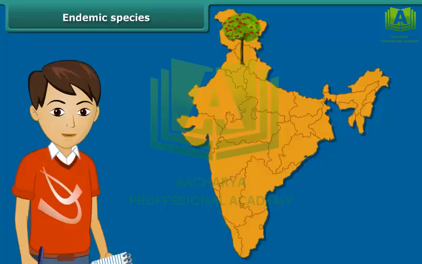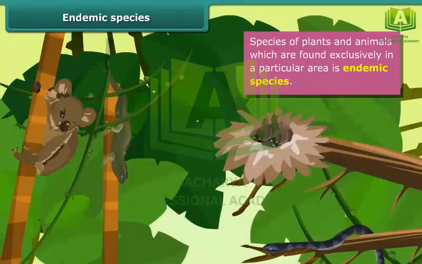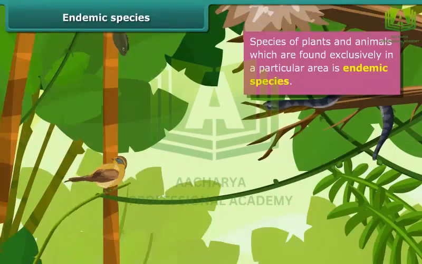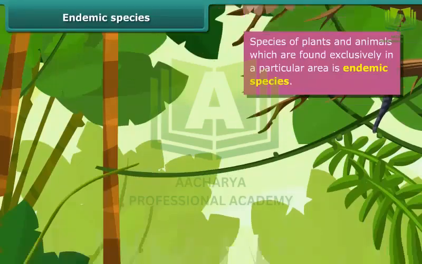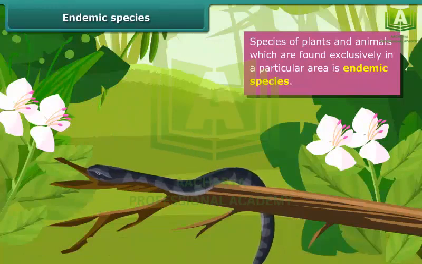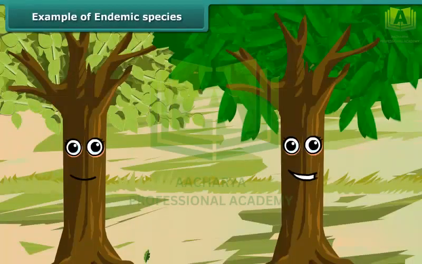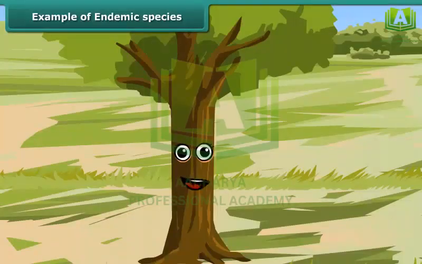Thus, species of plants and animals which are found exclusively in a particular area are called endemic species. They are not found anywhere else. A particular type of animal or plant may be endemic to a zone, a state, or a country. We are the two endemic flora of the Pachmarhi Biosphere Reserve. We are the endemic fauna of this area. What factors lead to make them an endemic species?